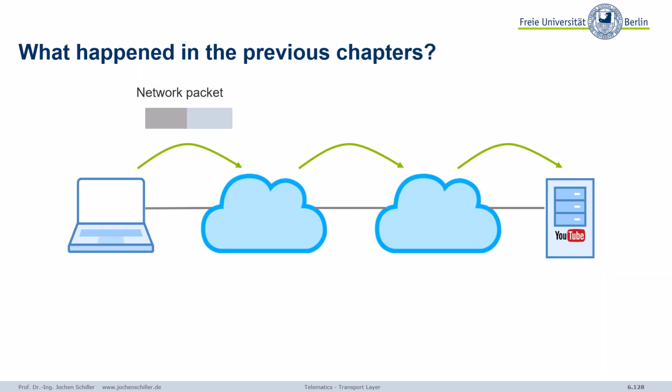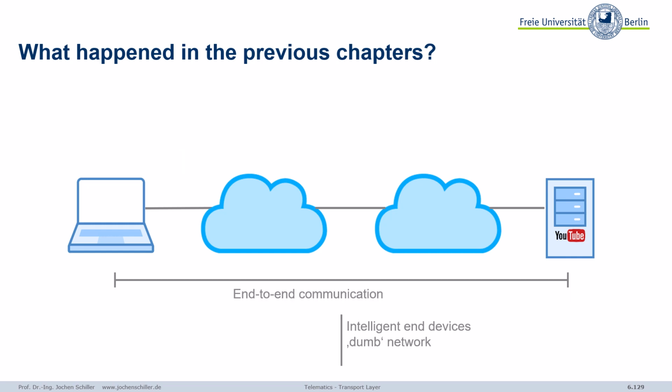So what happened in the previous chapters? We saw that a client sends a packet with a header and a payload across several domains, routers, etc. to a server. And we always said, okay, if we have this end-to-end communication, and that's the idea for the transport layer, we assume relatively smarter end devices and a relatively dumb network. The main purpose of the network is to forward our traffic.